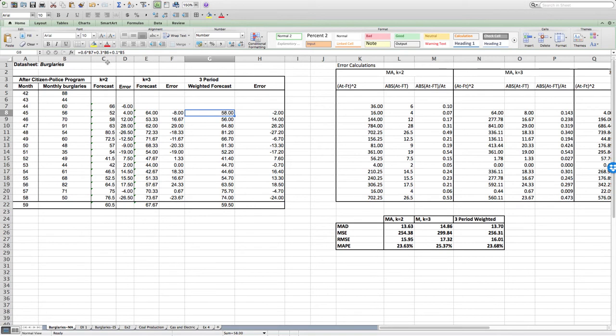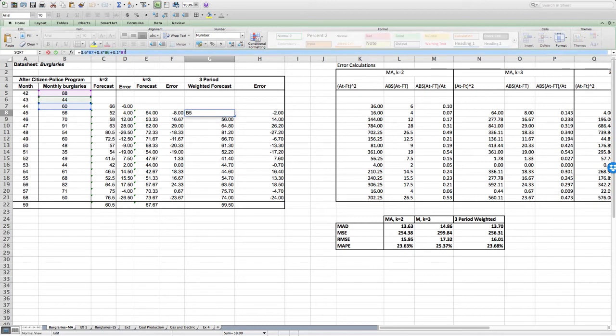Okay, so you can change these weights as much as you want. You can try different weights. But at the end of this lecture, I will show you how to find the optimal weights for these multiple time periods.